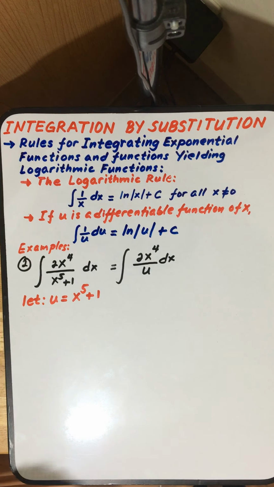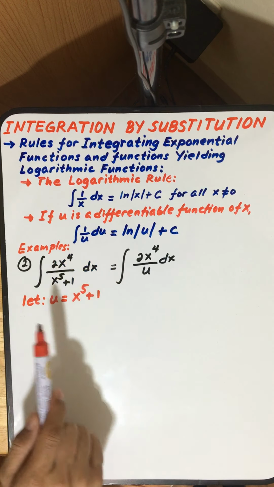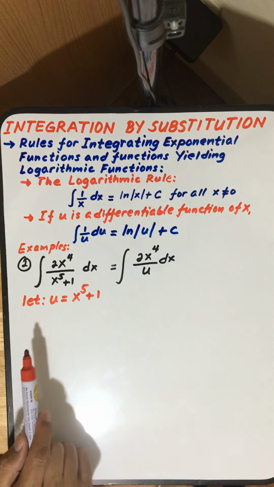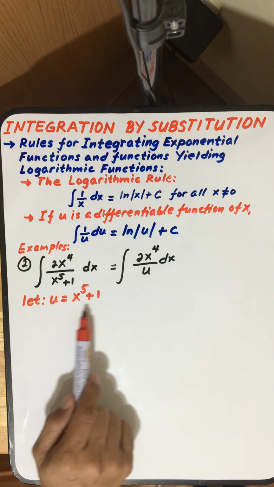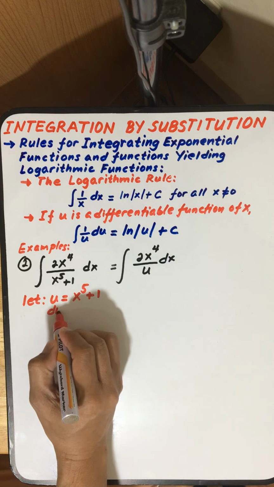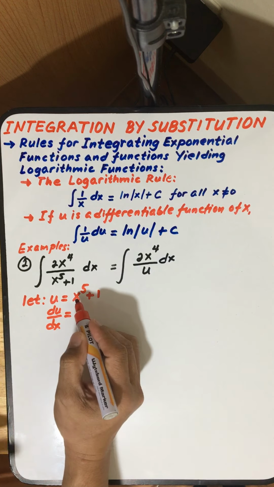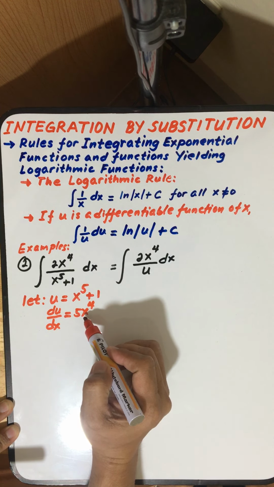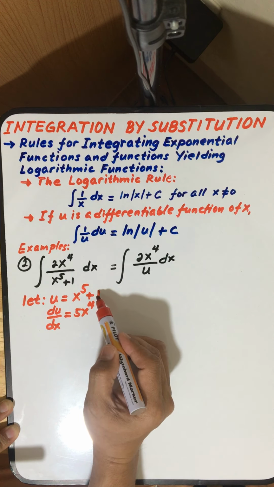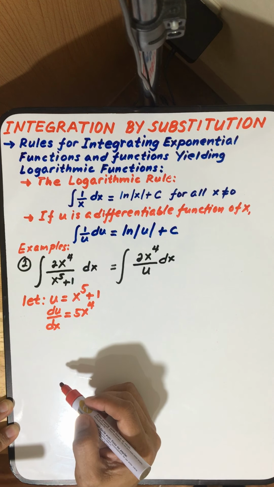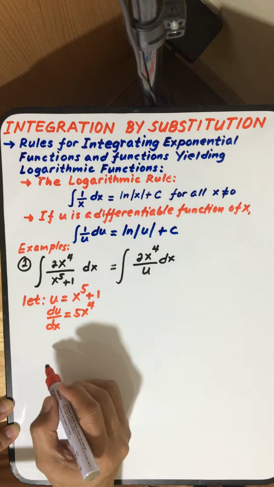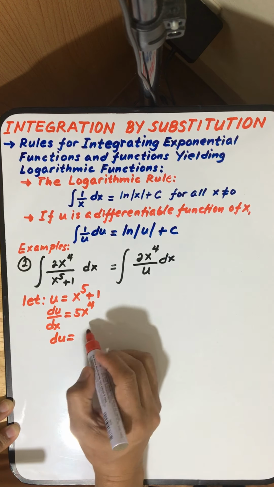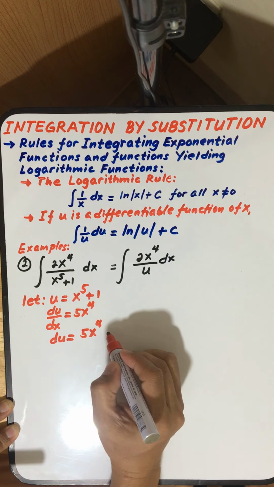To derive this, we need to replace dx here by something that contains du, and we can find that from our u. So if we take the derivative of u with respect to x, this becomes 5x to the power 4. Now when you take the derivative of x to the power 5, we have 5x to the power 4, plus the derivative of 1 with respect to x, which is equal to 0. Okay? Then solving for du, multiply both sides by dx. So we have du equal to 5 times x to the 4th power times dx.